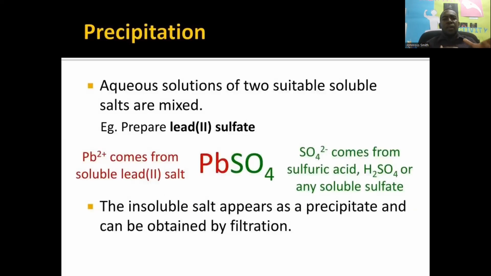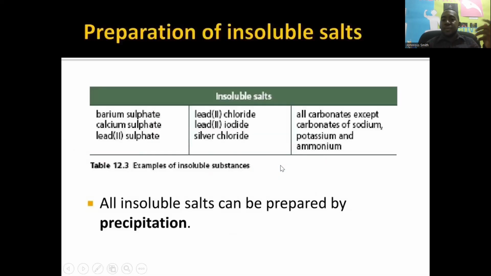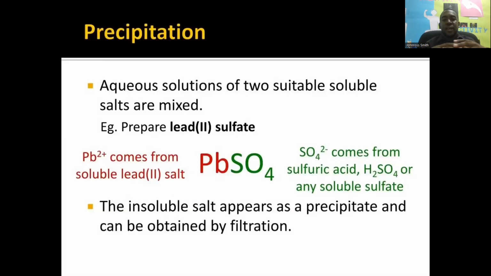So an aqueous solution of two soluble salts is mixed. In order for us to create an insoluble salt, we use two soluble salts, right? So for example, if we're preparing lead 2 sulfate, which if we go back to our table, is insoluble, so we know it's an insoluble salt, then the insoluble salt appears as a precipitate and can be obtained by filtering.